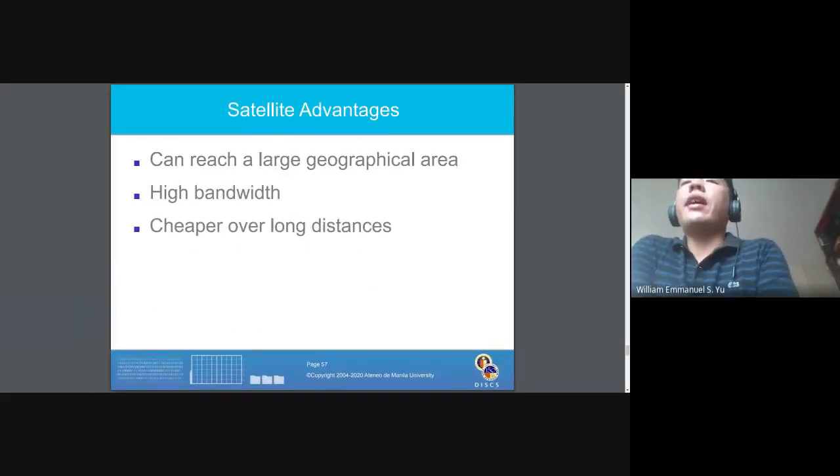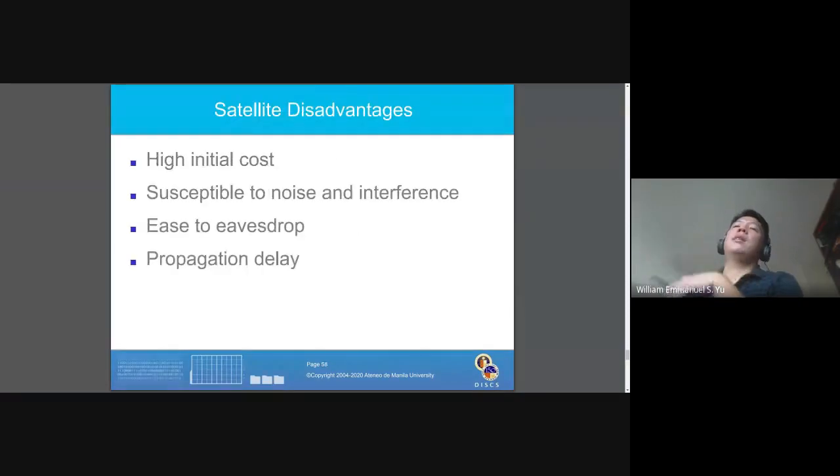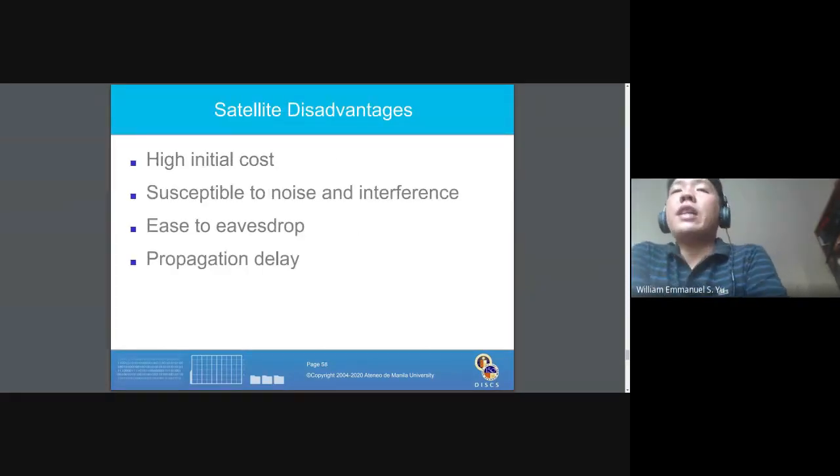Advantages of satellite, right? Again, at least compared to terrestrial microwave, it can reach a large geographical area, has a high amount of bandwidth, right? Relatively, and it's cheaper over longer distances. So if we're talking about covering the whole Philippines, satellite's the best. But the disadvantage is high initial cost.